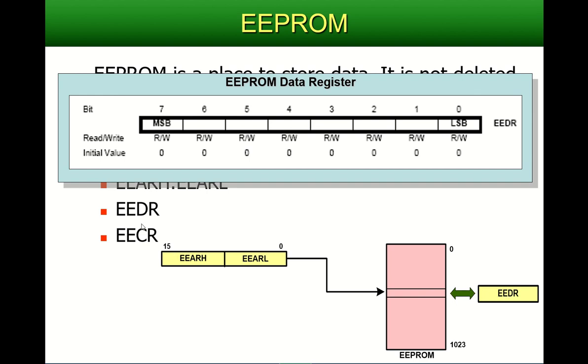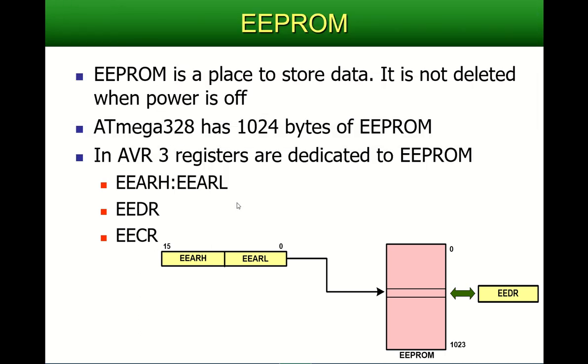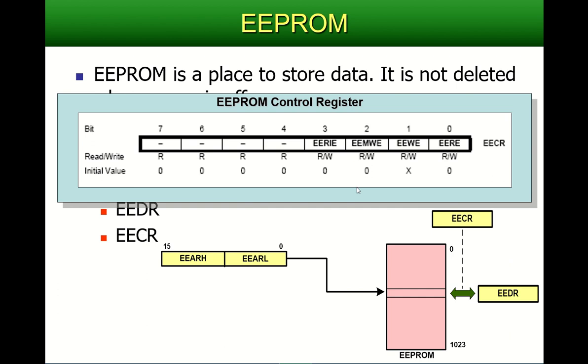And then the last one is EECR, which is the control register. The control register consists of only 4 bits. I'm not going to talk about bit 3 at this stage, which is the interrupt enable bit, because we haven't done interrupts yet. If we look at bit 0 and bit 1, bit 1 is EEPROM write enable. So if I want to write to the EEPROM, I will make this bit a 1.